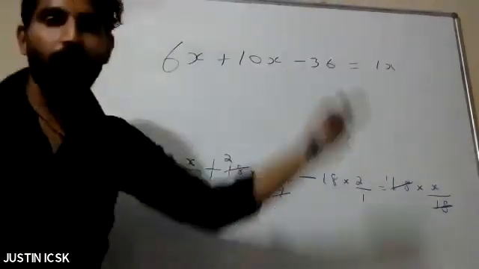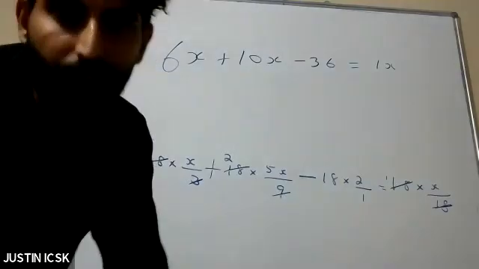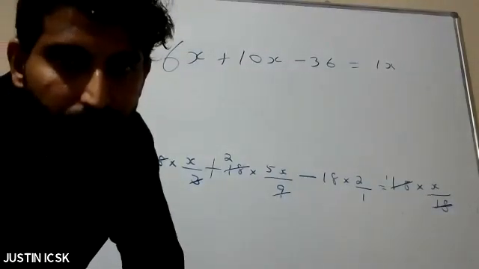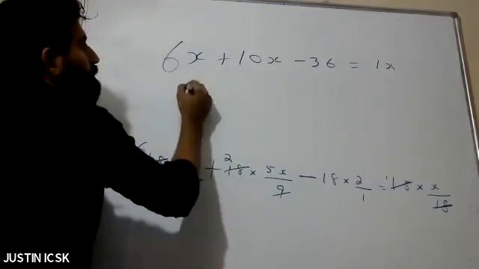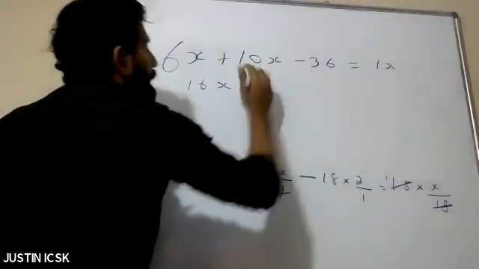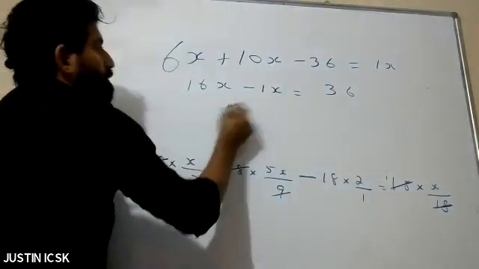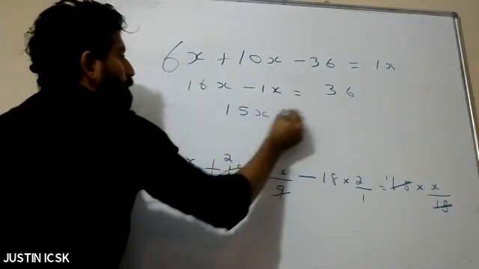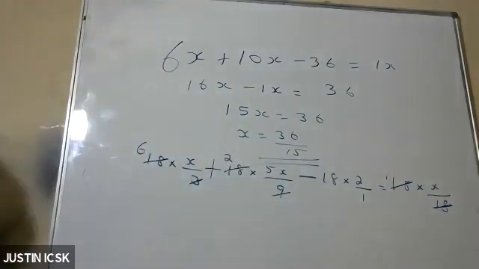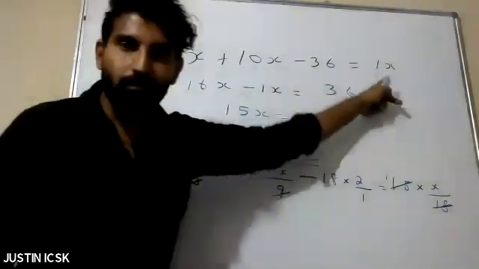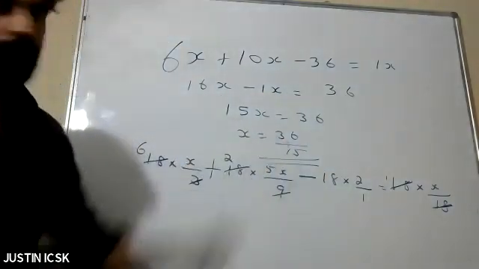Now we can find easily what is x. We can find this 36 move this side, this x move that side, because fractions went. So this is 15x or 16x minus 1x. This 36 move to the right side. So 15x equal to 36, x equal to 36 upon 15. This is the normal method. You will get the answer.